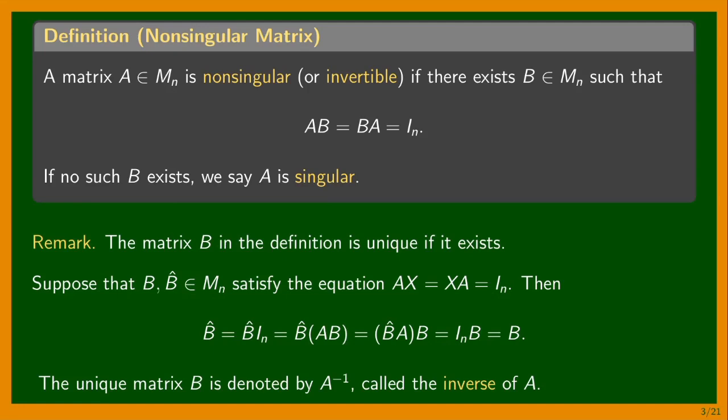At this point, the unique matrix B, if it exists, that satisfies this equation is called the inverse of A, and it will be denoted by the symbol A with an exponent of -1. Take note that -1 is not really an exponent. This is more like a notation denoting that we would like to find the inverse of A.